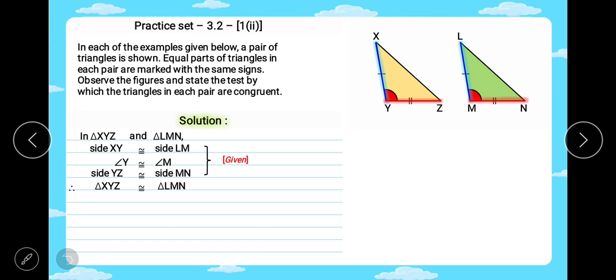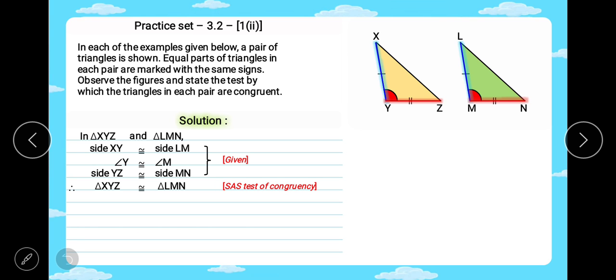Now we have to write by which test. See here, the question is asking, right? So we have to write the test. By which test are these triangles congruent? You can see here side, angle and side, correct? So we'll write that it is the SAS test, the side angle side test of congruency. The triangles are congruent to each other. Very easy, simple. So what you have to do is practice.